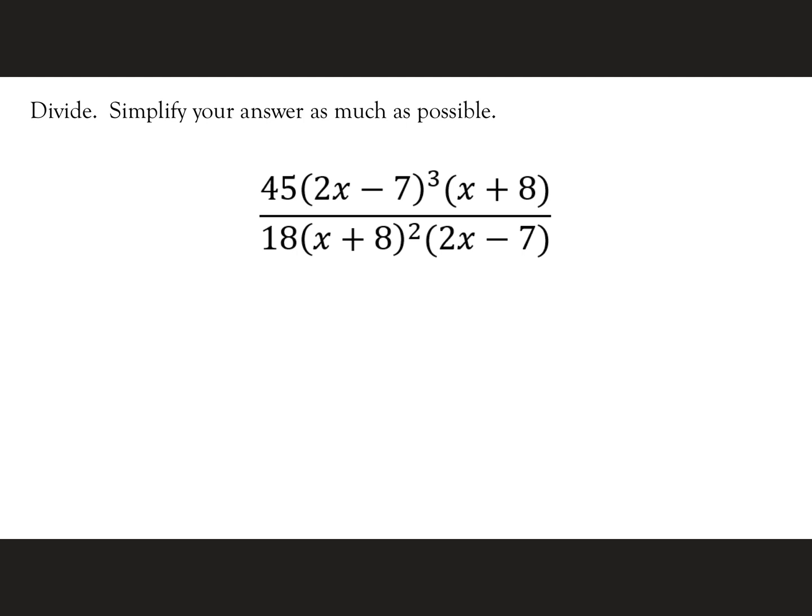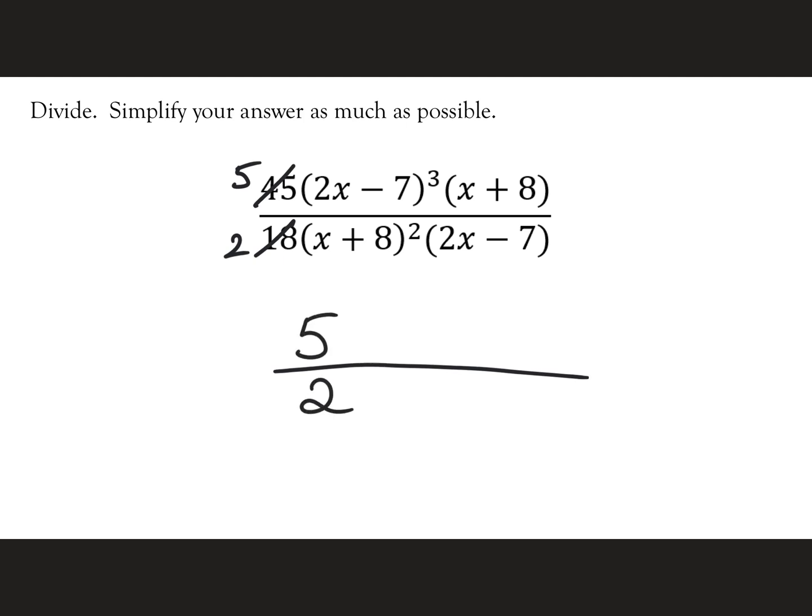Here we go. Well, the first thing I'm going to do is I'm going to look at that 45 and 18 and realize that they are both multiples of 9. So here we go. 45 divided by 9 is a 5, and 18 divided by 9 is a 2. So I'll go ahead and do my division line there. And I'll say 5 and 2.